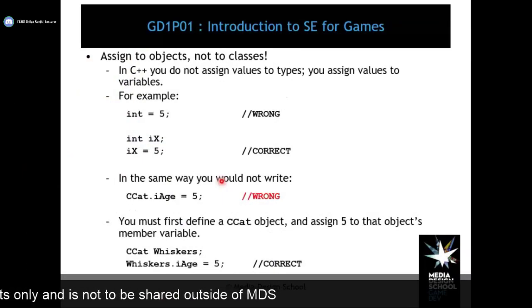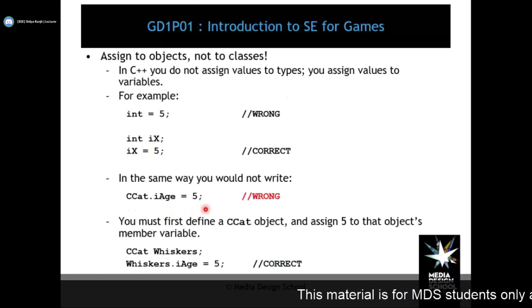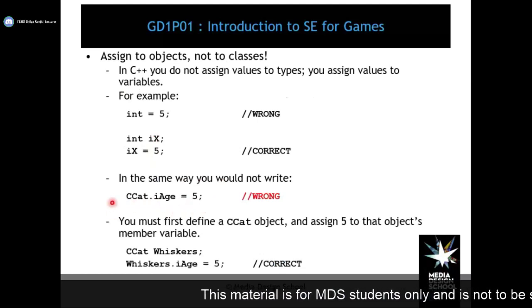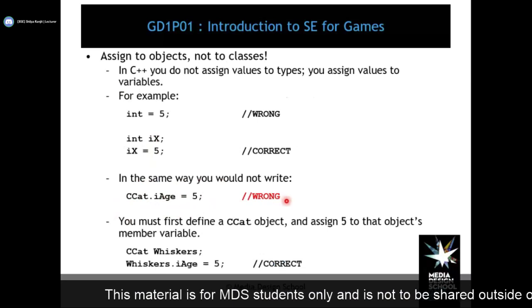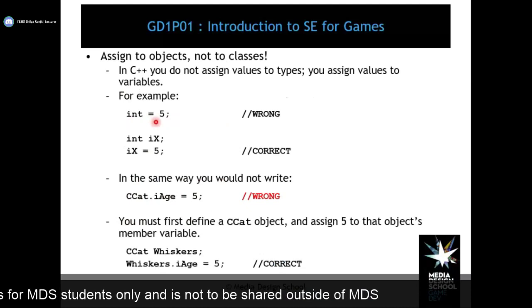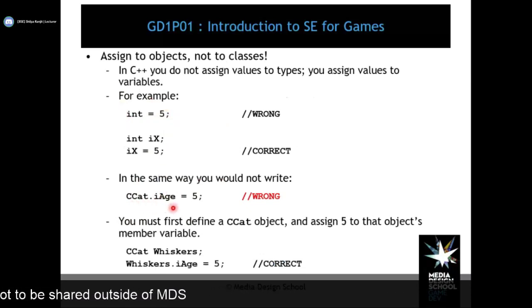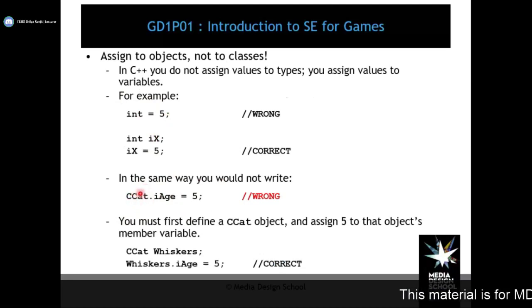Just reiterating the fact that your class does not have an existence. It's just an object that has existence. If you say something like ccat.iAge is equal to 5, that is going to be wrong. It is going to give you a compile time error, because it is the same as writing int is equal to 5, which, as you know, is wrong. Remember, if you say ccat.iAge is equal to 5, it's the same as saying int is equal to 5, which is wrong, because ccat is not allocated memory. Ccat is just a definition.